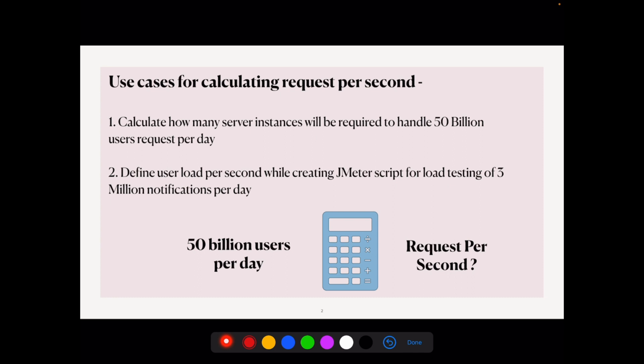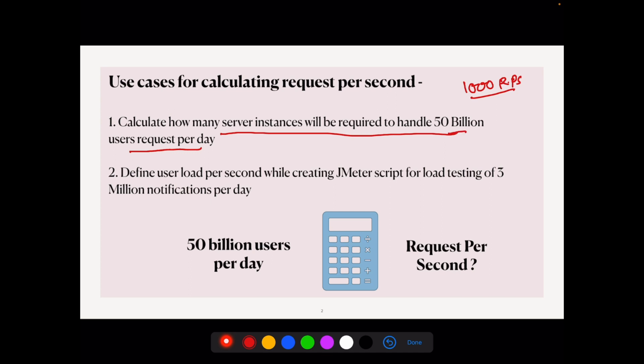Here we were talking about this use case where we need to calculate how many server instances will be required. Since we know how to calculate requests per second, using that, how can we estimate how many server instances will be required? We'll try to calculate that. My consideration is that my one application instance can handle 1000 requests per second. Now I need to estimate, for handling 50 billion requests per day, how many server instances will be required.